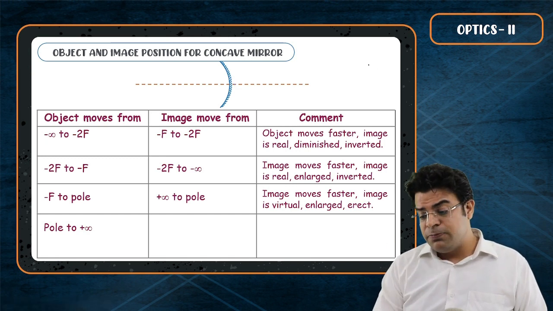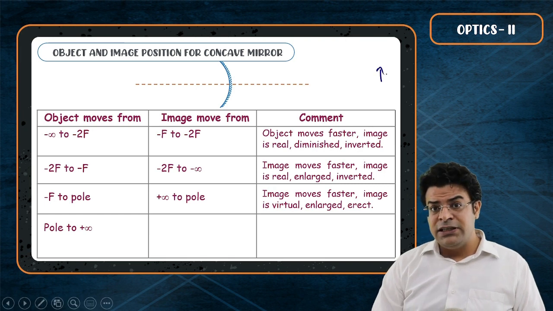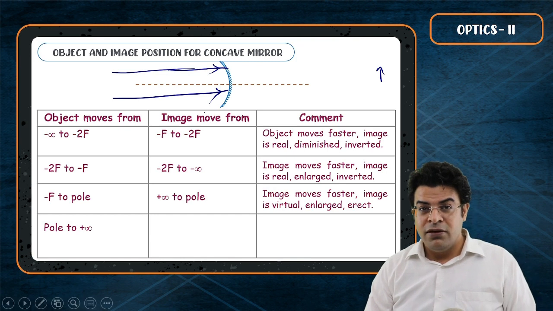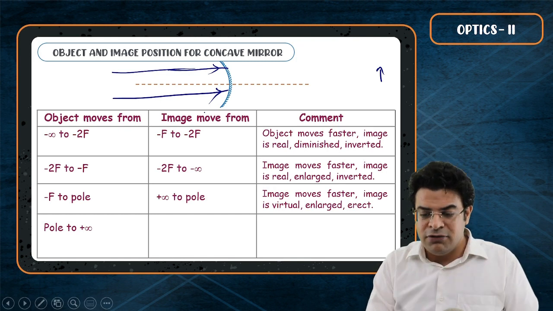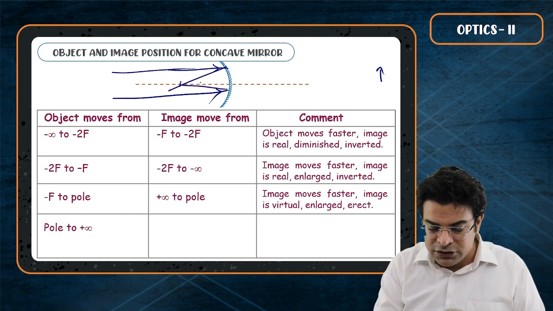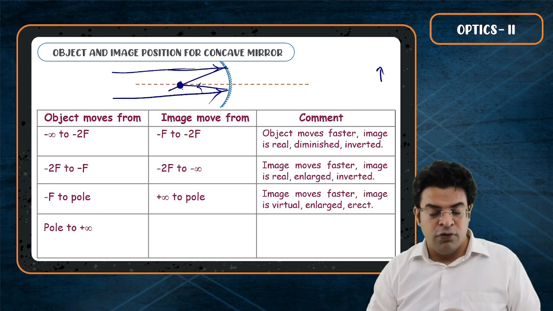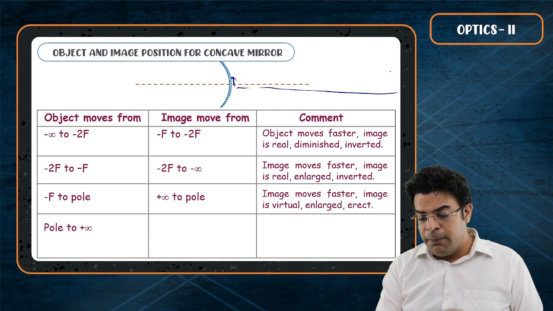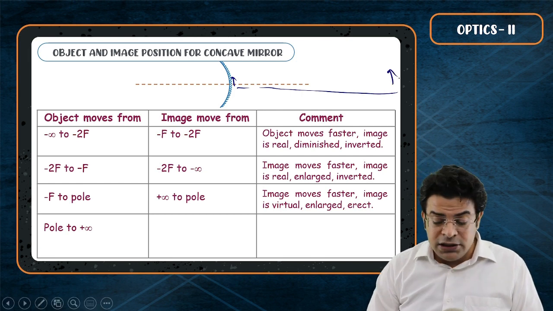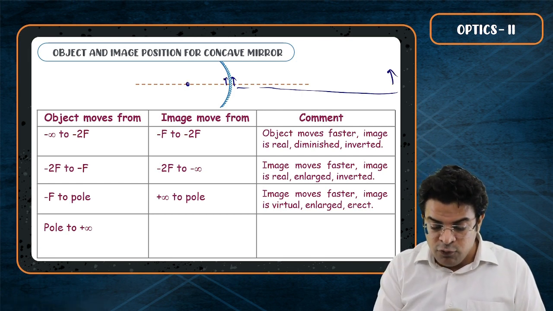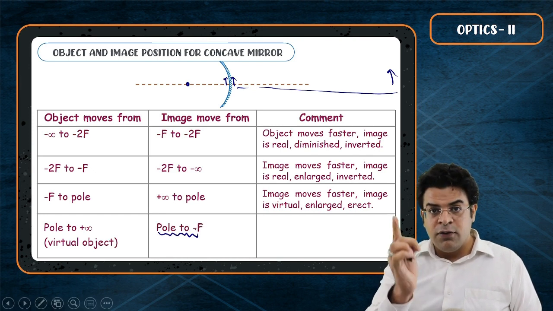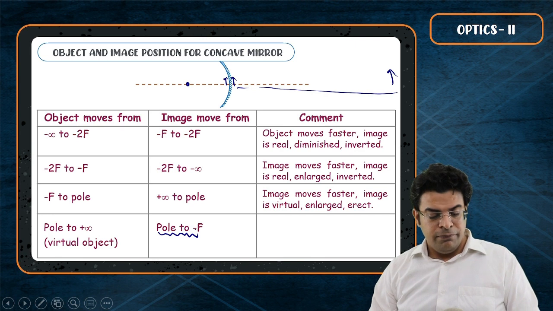When the object is placed at plus infinity, it means the incident rays hitting it are parallel. Where will these rays converge? Sir, they will meet at the focus. So the image will be formed at focus. So for all the virtual objects placed between pole and plus infinity, the image is formed between pole and focus, and the focus will be written as minus f.